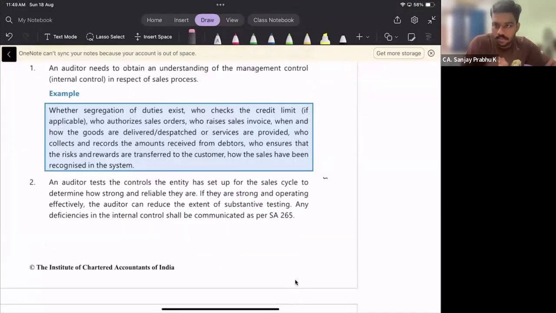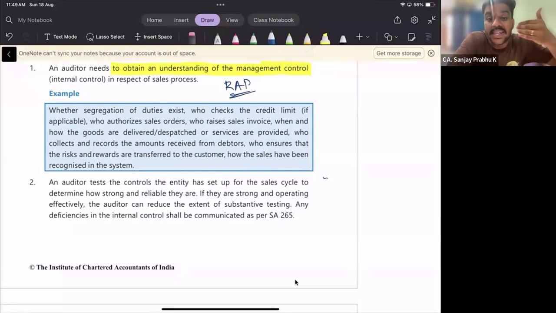Now let's see what the general points are in the detailed textbook. First one, the auditor needs to obtain an understanding of the control. What do you mean by understanding the control? Risk assessment procedure, sir. What is risk assessment procedure? Understanding the entity, its environment, its control. First thing, you have to understand the controls, for example in sales, the controls implemented by the manager. Second point, you have to test the control.